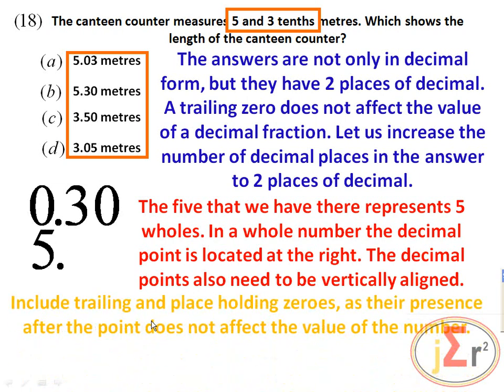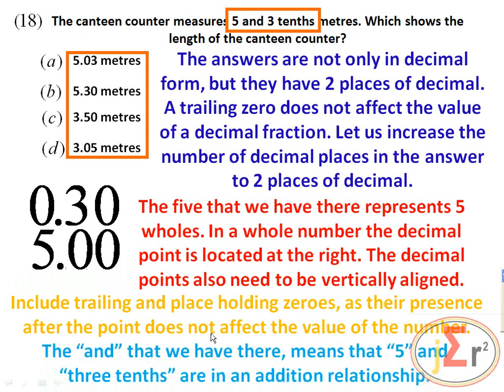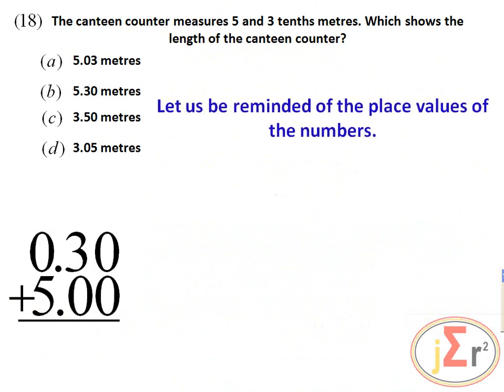How many places of decimal do we have? 2 places of decimal. We may include the trailing zeros here, as well as we may not. So include trailing and placeholding zeros, as their presence after the point does not affect the value of the number. So when we put the trailing zeros there to the right of the decimal point, these trailing zeros do not affect the value of 5. The "and" that we have there means that 5 and 3/10 are in an addition relationship. So 5 and 3/10 means that they are added together. So we will add them, and the result we will see on the subsequent slide.